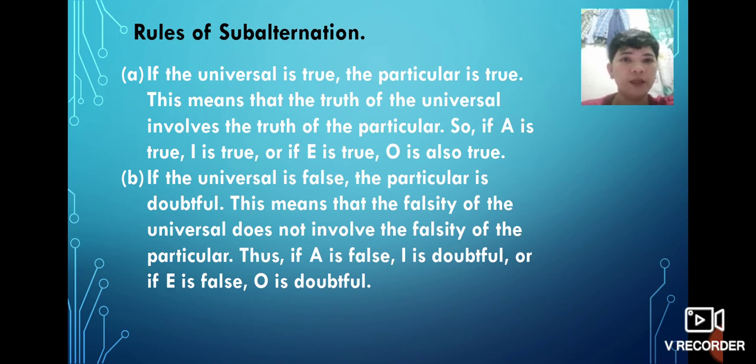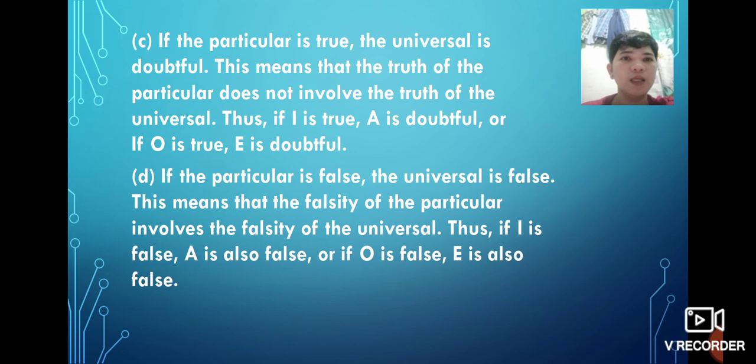Letter B. If the universal is false, the particular is doubtful. This means that the falsity of the universal does not involve the falsity of the particular. Thus, if A is false, I is doubtful, or if A is false, O is doubtful. And letter C, if the particular is true, the universal is doubtful. This means that the truth of the particular does not involve the truth of the universal. Thus, if I is true, A is doubtful, or if O is true, E is doubtful.